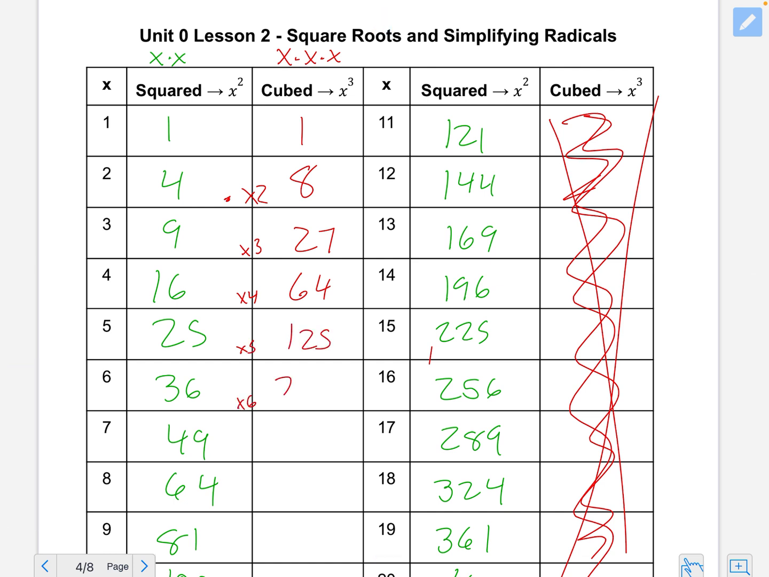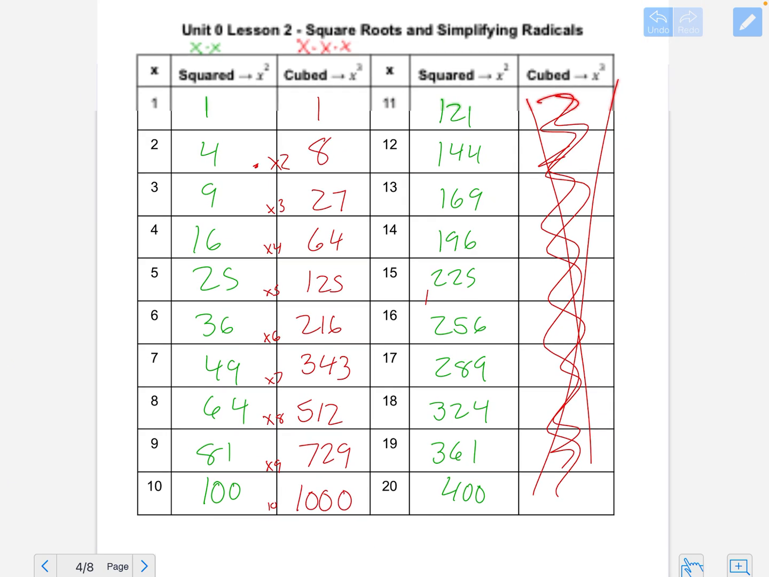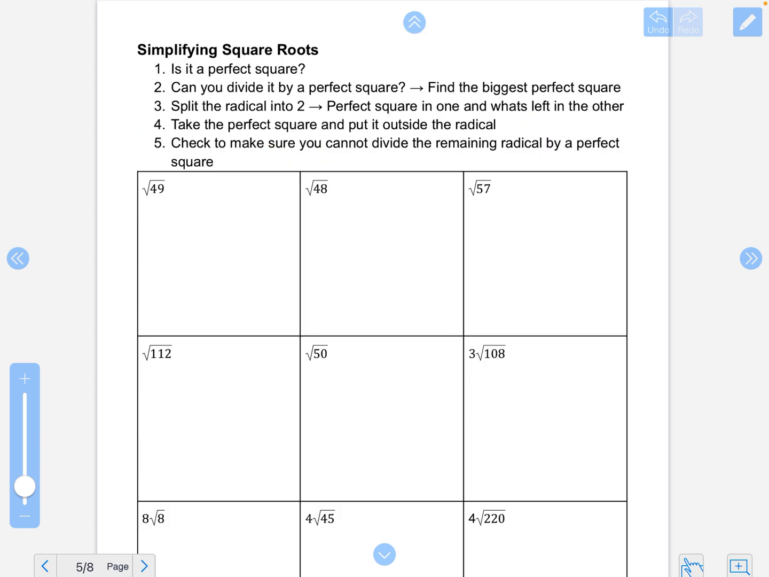Times 6 is 216. Times 7 is 343. Times 8 is 512. Times 9 is 729. And then finally times 10 is 1,000. And so those are your square roots to 20, your squares to 20, and your cubes to 10.